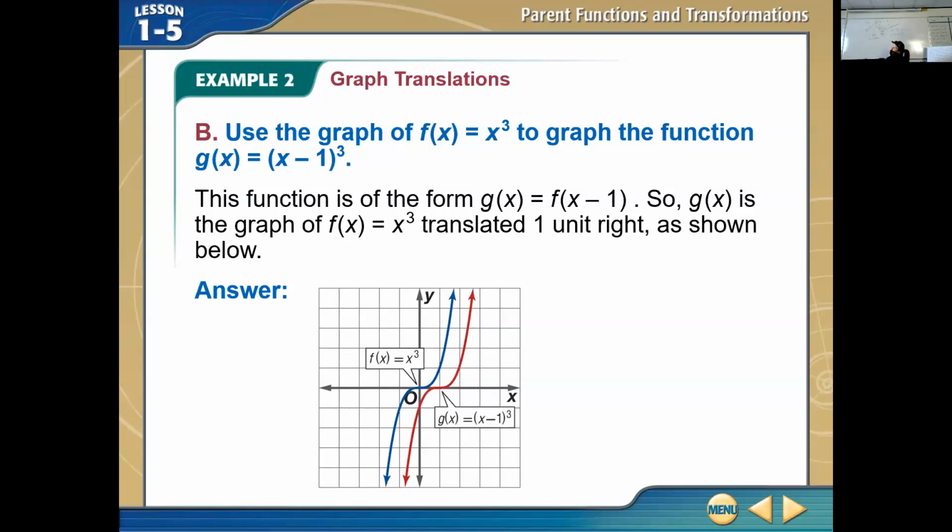Okay, and the way that I think about whether it goes left and right, to help myself remember, I ask myself, what would make the inside of these parentheses 0? Right? And the answer to that would be 1. So when I plug in 1, I get (1 minus 1) cubed, which is equal to 0.